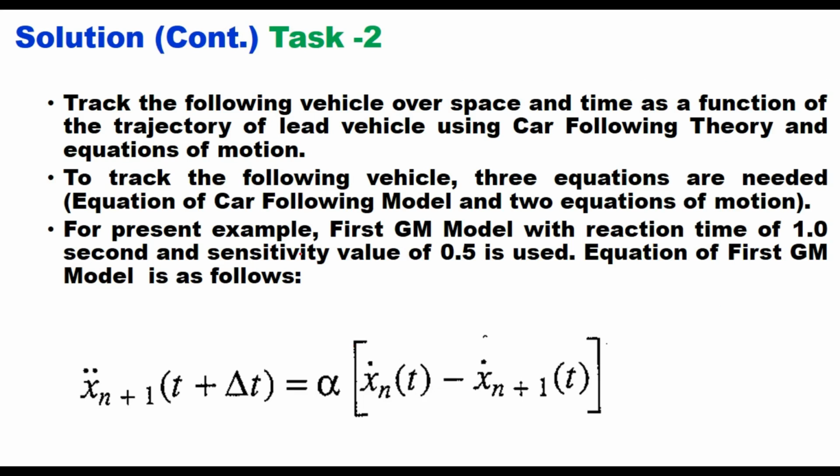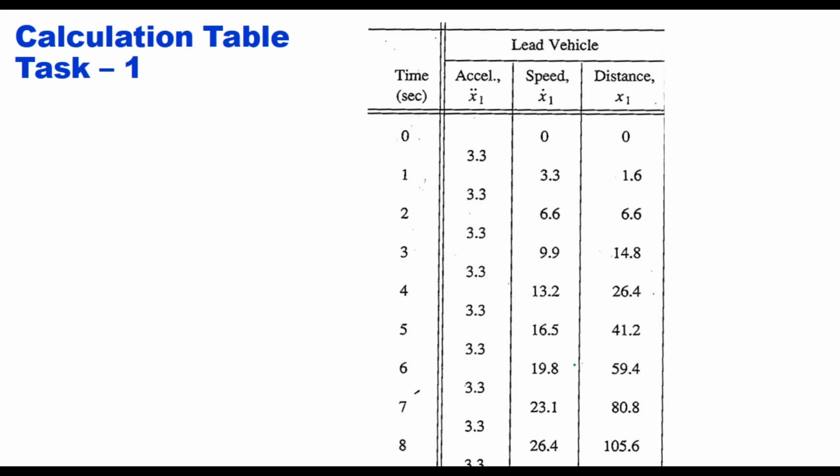Task 2 is to track the following vehicle over space and time. For that we use car following theory and equations of motion. For this example, we take the first GM model with a reaction time of 1 second and a sensitivity value of 0.5. And this is the equation of the first General Motors model.